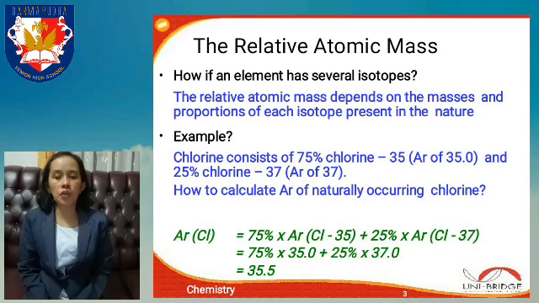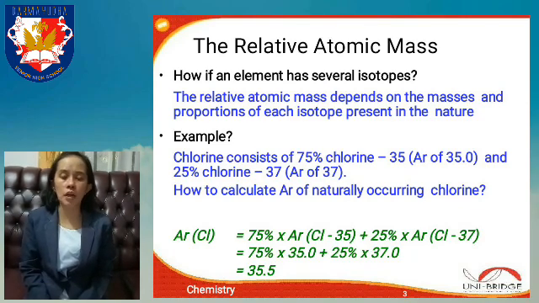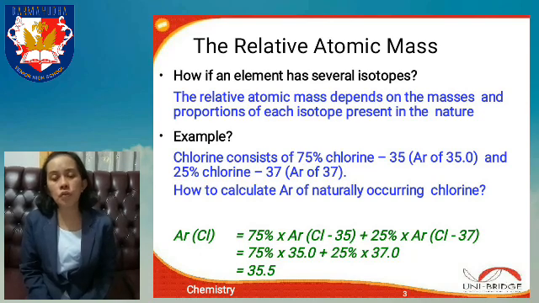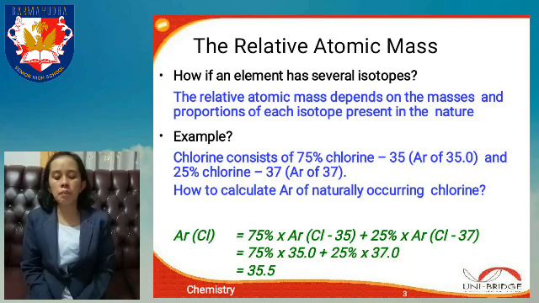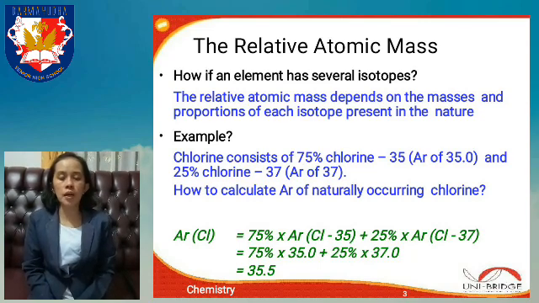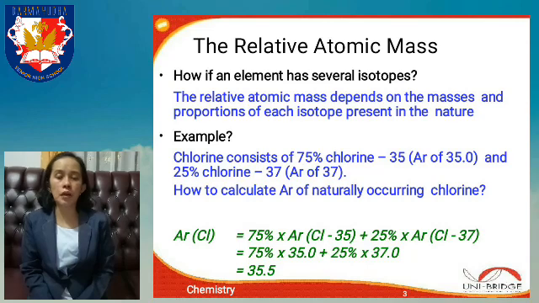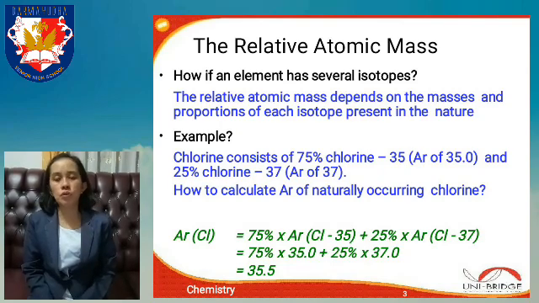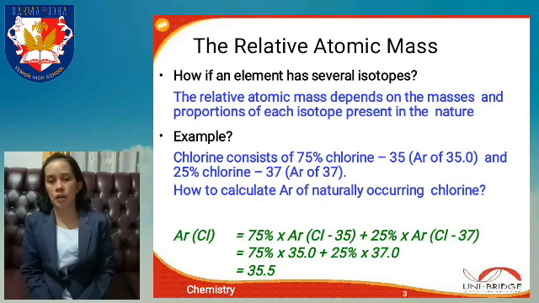Chlorine naturally exists with two isotopes. The first one is chlorine-35 and the second one is chlorine-37. So, to get the relative atomic mass of chlorine, you need to calculate by multiplying the percentage abundance of chlorine-35 with its atomic mass, plus the percentage abundance of chlorine-37 with its atomic mass. In the slide, I have already shown you the working steps of how to get the relative atomic mass of chlorine.